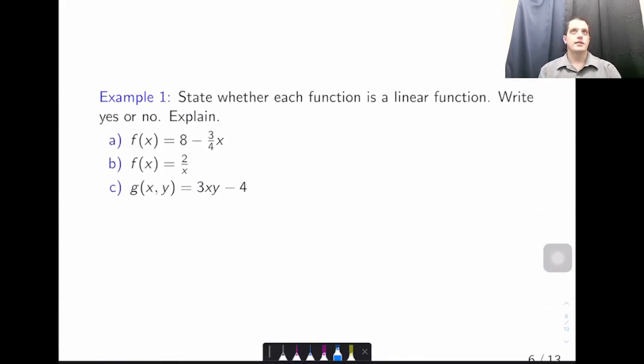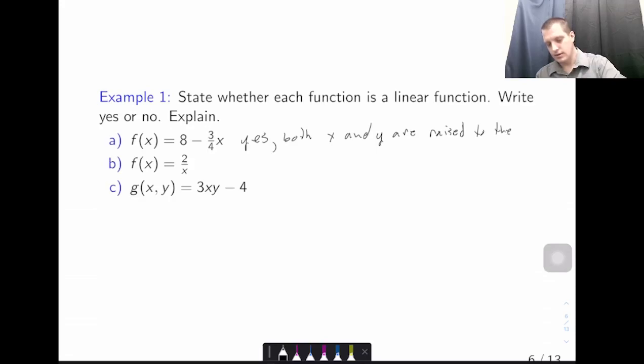State whether each function is a linear function. Write yes or no, then explain. All right, for A, I'm going to say yes. Now, you might not see a y here, but that's what the f of x is. So here I'm going to say both x and y are raised, with a D, not a T, to the first power.